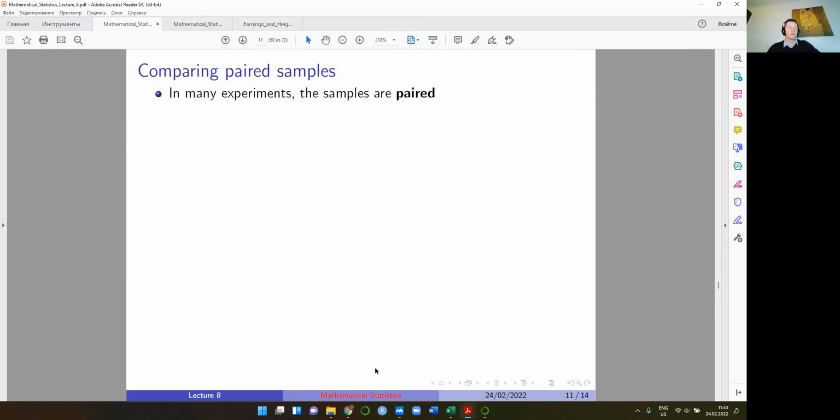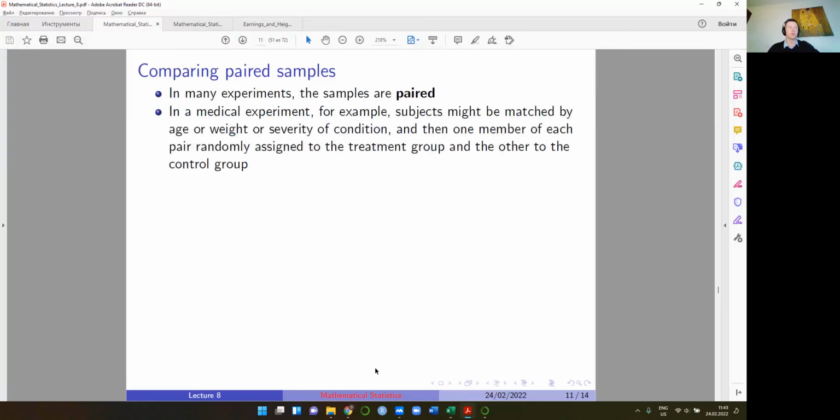Now, what if, instead of two samples, we have something which is called a paired sample? Just briefly, the logic is very similar to what we already have covered, so I will just briefly mention what to do. What does a paired sample mean? For example, if you have a medical experiment and we match people by age or weight or severity of conditions, and then one member of each pair is randomly assigned to the treatment group and the other to the control group.